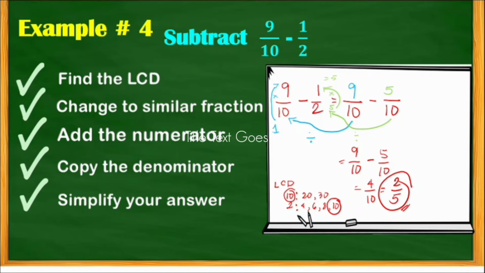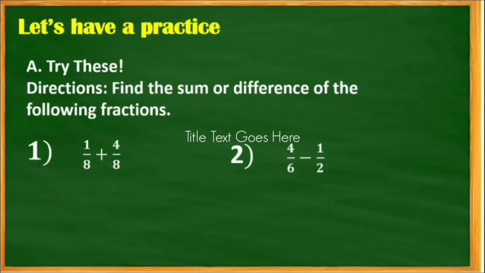Okay, so very good, grade 4 pupils. I hope you already know how to find the sum and the difference of similar and dissimilar fractions. Now, it's your turn. You're going to perform this problem. You're going to find the sum or the difference of the following fractions. So number 1, 1/8 plus 4/8.